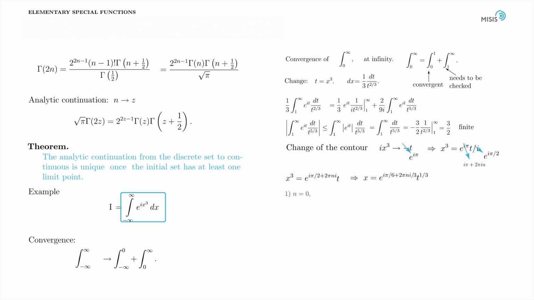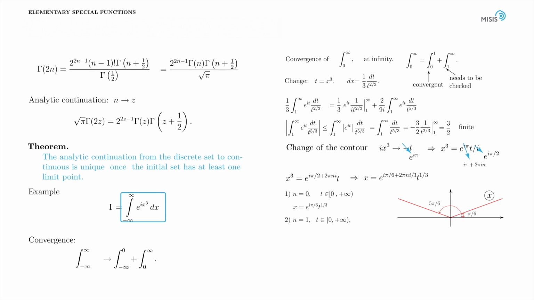Let's consider the n equals 0 case. Suppose t runs from 0 to plus infinity. Let's see what's going to happen with our x. As you see, x became a complex number. It became a ray inclined at angle pi by 6.